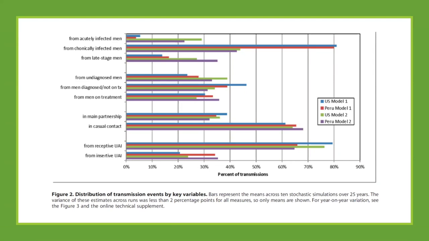And so we have something like 30–35% coming from main partnerships, which are serodiscordant. So that's, again, a place that, well, are there interventions that would specifically target that situation, which is a bit different than thinking about how do we manage people's risk from casual UAI.